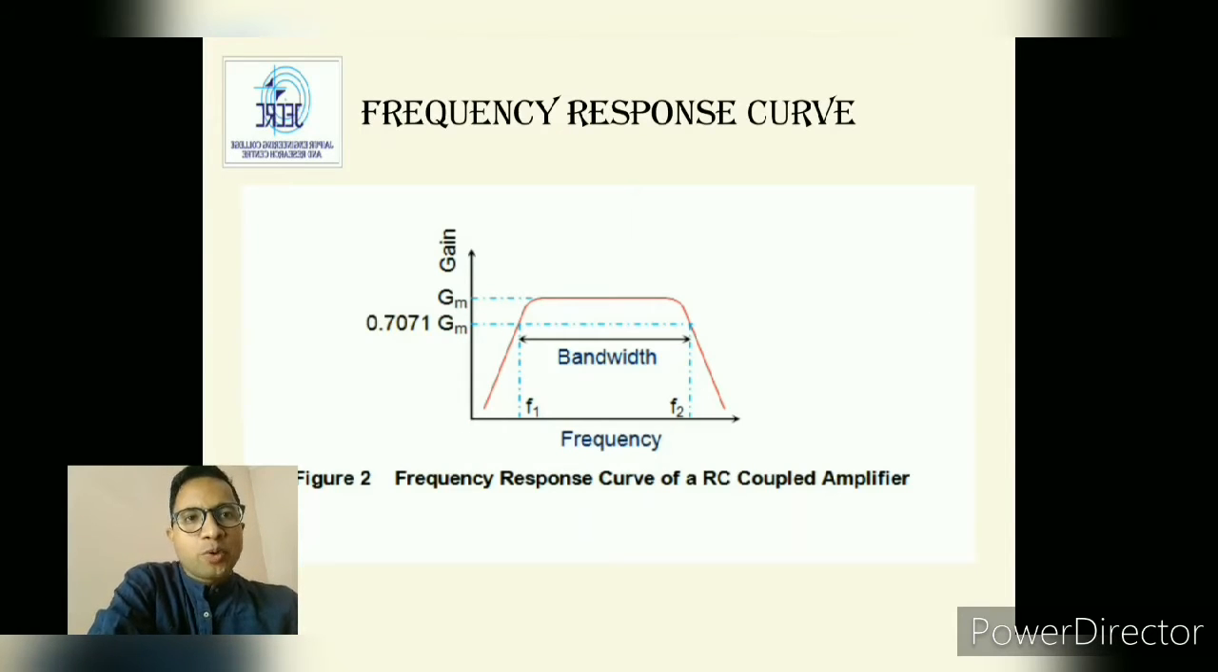This is the frequency response curve of the two-stage RC coupled amplifier. The curve is plotted between frequency and voltage gain. In this diagram, to find the cutoff gain we multiply 0.7071 with the maximum voltage gain AM, and the bandwidth will be calculated by F2 minus F1. Here F1 is the lower cutoff frequency and F2 is the higher cutoff frequency.